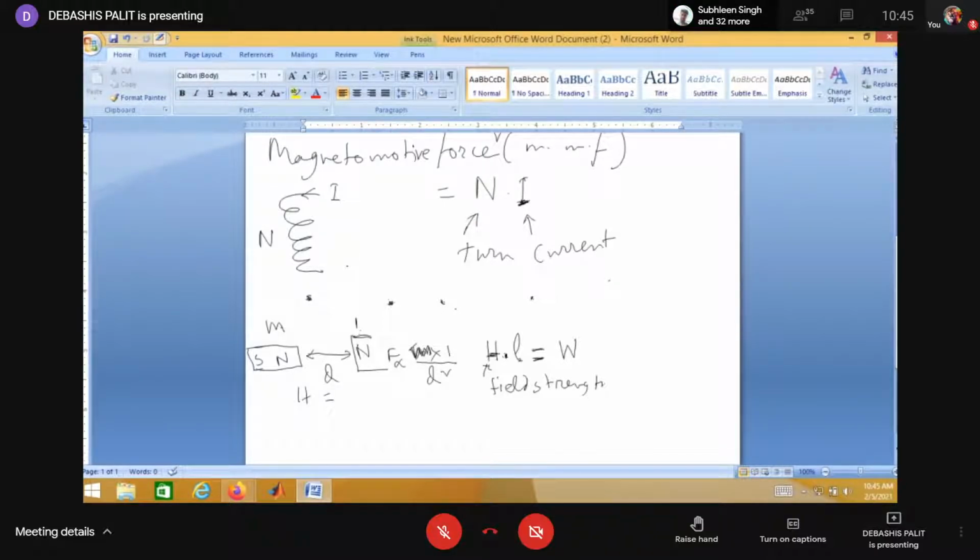magnetomotive force experienced. That magnetomotive force is the cause for drawing the flux over a magnetic circuit. You understand my point? Just as the electromotive force is the cause drawing the current in an electric circuit, the magnetomotive force is the cause to draw the magnetic flux to a magnetic path.